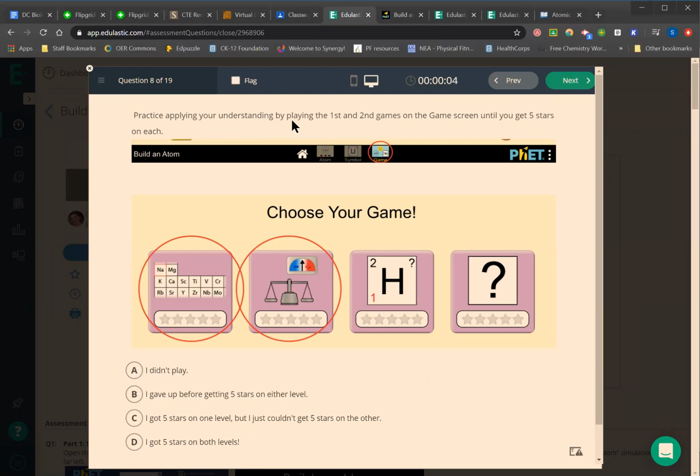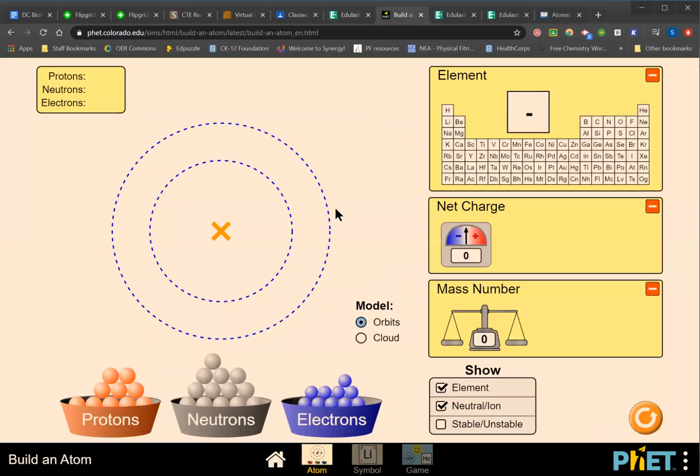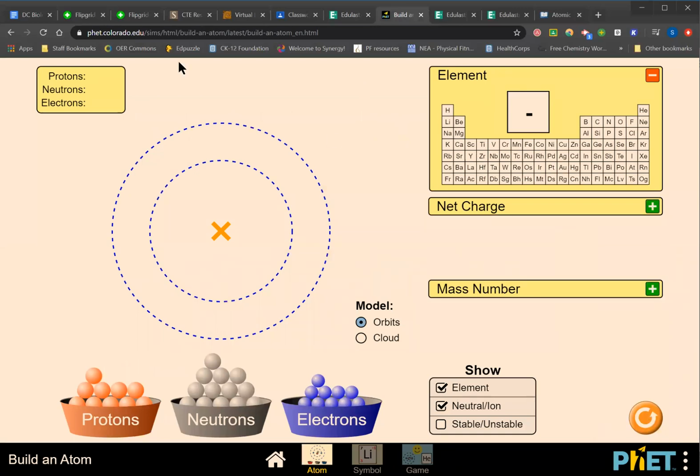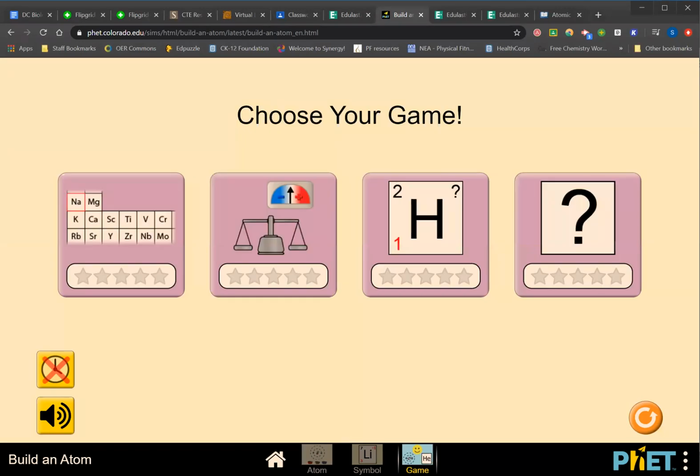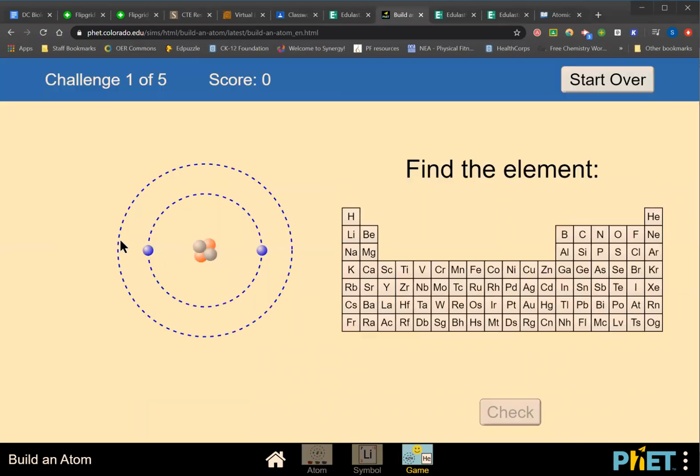Practice applying your understanding once you do by playing the first and second games on the game screen until you get 5 stars on each. So now choose your game. I would choose one of these 2. So go over here and you're going to play a game. So reload, that starts everything. Actually, you might have to go back to the website to play the game. Oh, it's down here. See all the way down here, electrons, game. And click these. So there's that one, challenge 1 of 5.